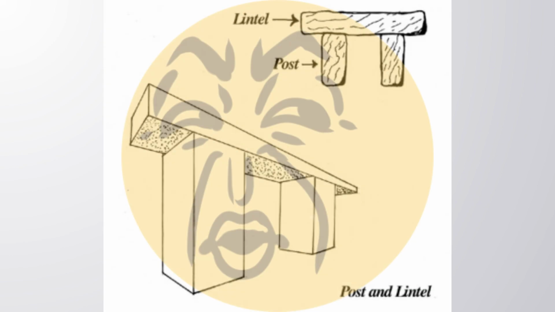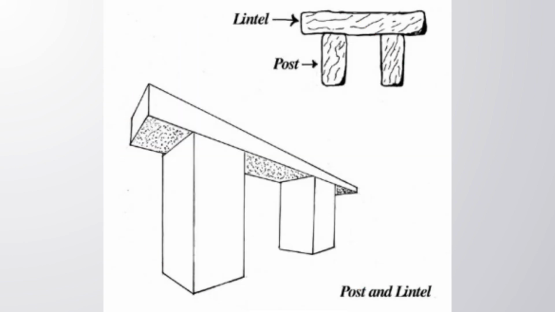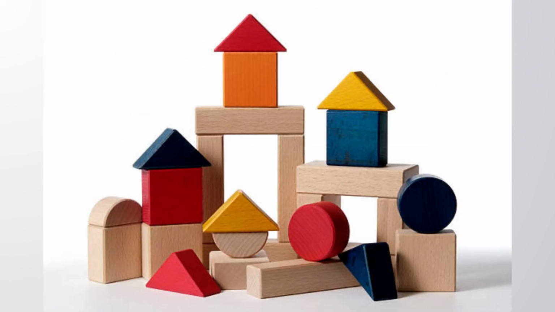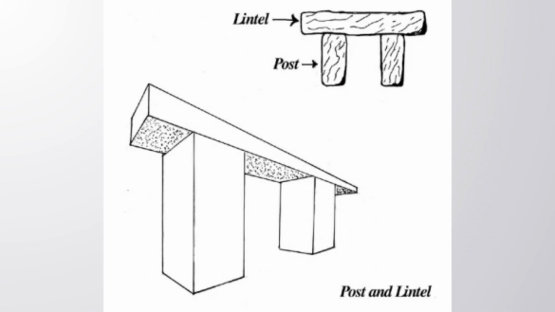Other than Roman design, there was a common post and lintel, most commonly used by toddlers when playing with blocks. Post and lintel designs shared the same issues as the Romans. Heavy roofs meant small and windowless walls.